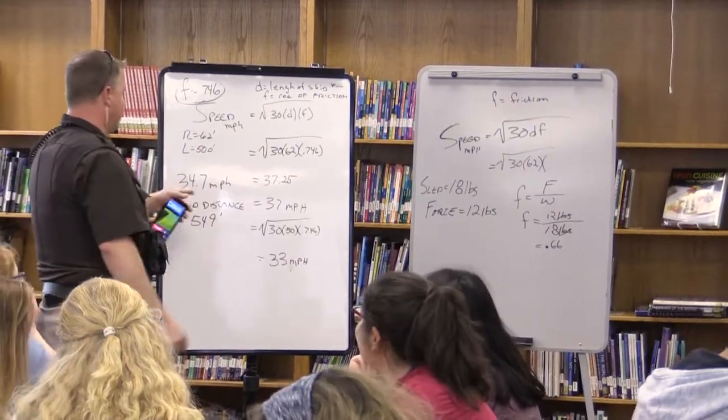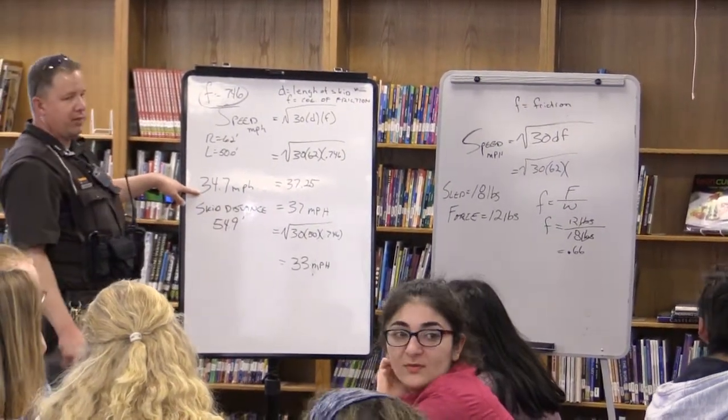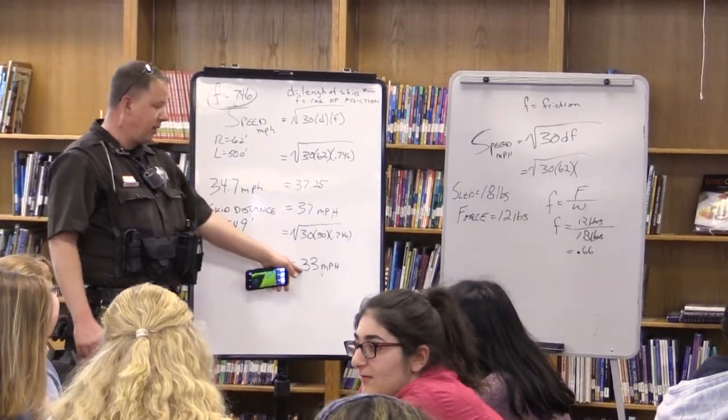So it says when I started stopping, I was going 34.7 miles per hour, which is actually pretty close to this 33.